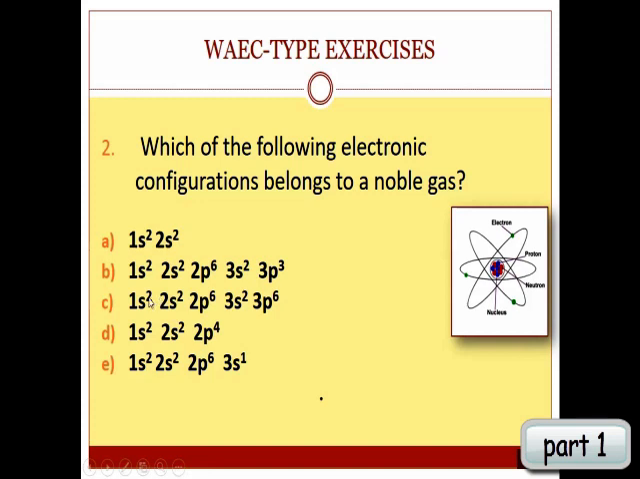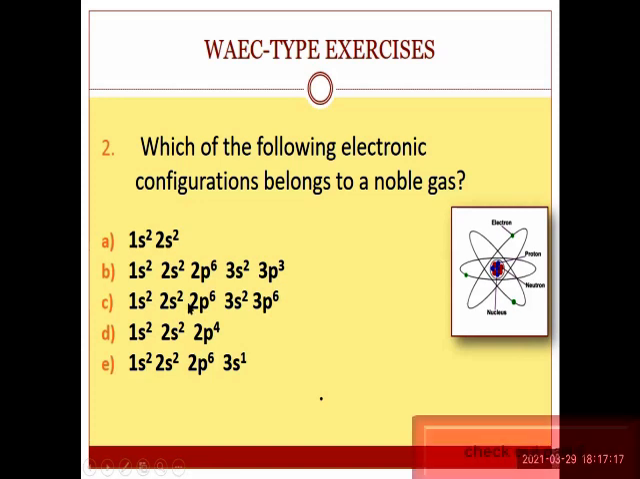Option C is 2, 8, 8. 2 plus 6 is 8, here 2 plus 6 is 8, and 2 plus 6 here is also 8. So this is 2, 8, 8. You see, that's a stable octet. So let's put that in mind and proceed to the other options.